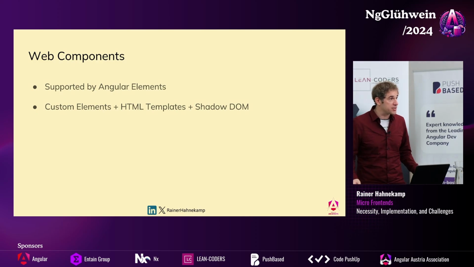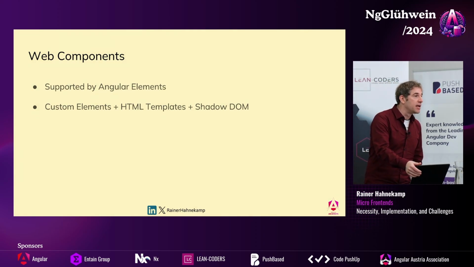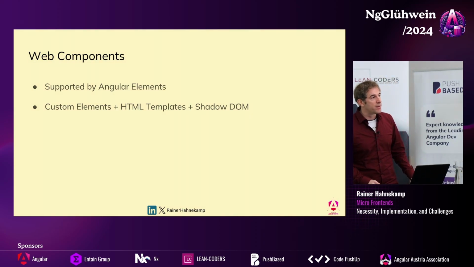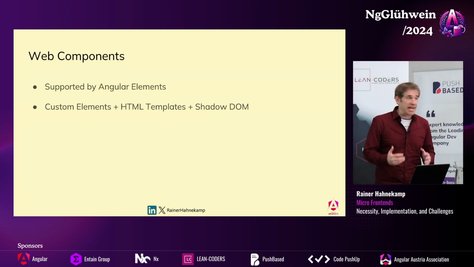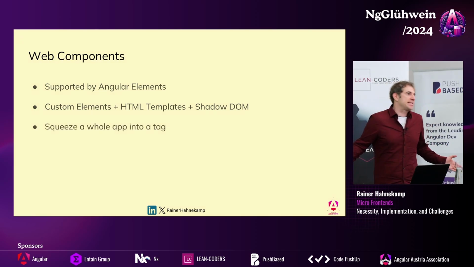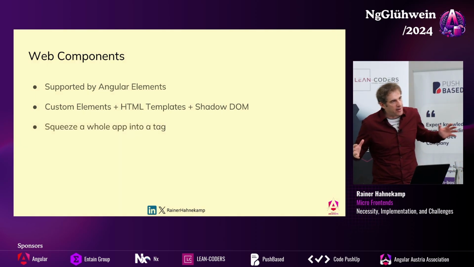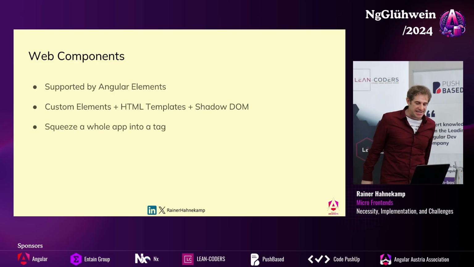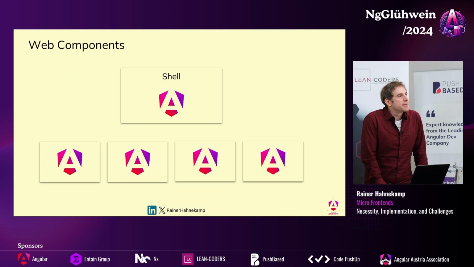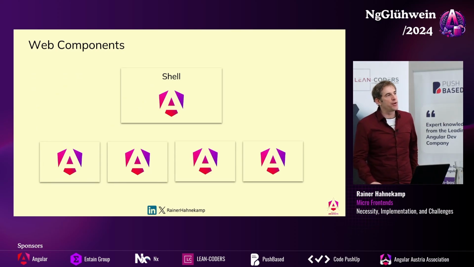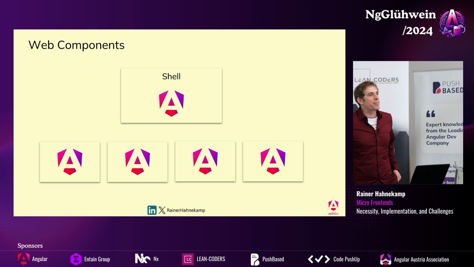Web components is an umbrella term. If you look it up at MDN, you will see it's a combination of Shadow DOM, custom elements, and also HTML templates. But in the end, when we talk about web components, we mean the whole set. As I said, it's kind of squeezing the complete Angular application into one tag. So this is how you can see it, and this is how it looks. From a high-level view, we have our shell that runs Angular, and then we have multiple Angular applications running in the same browser because we are using web components.